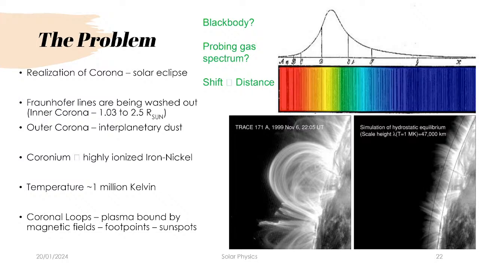Sunspots are actually regions of very high magnetic field. That's why you can see it as a sunspot: it doesn't have very high temperature because it has very high magnetic field.